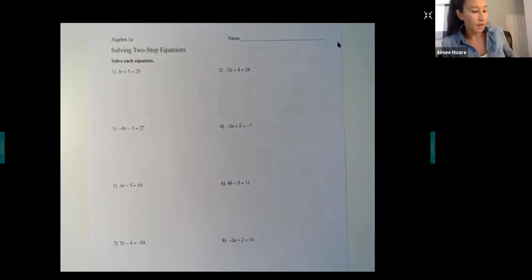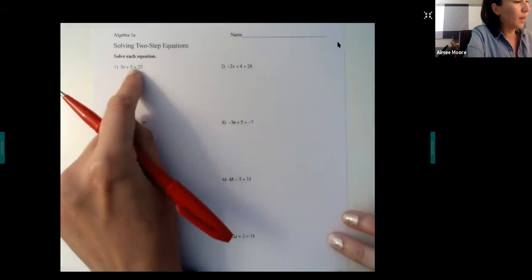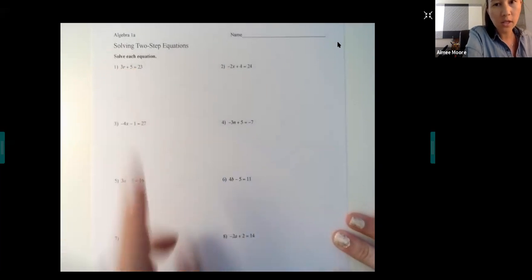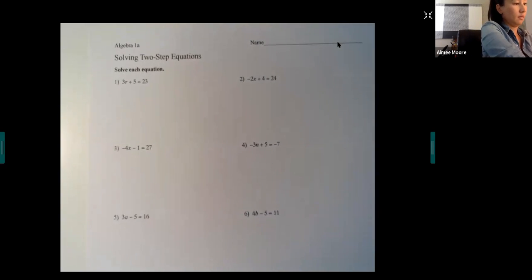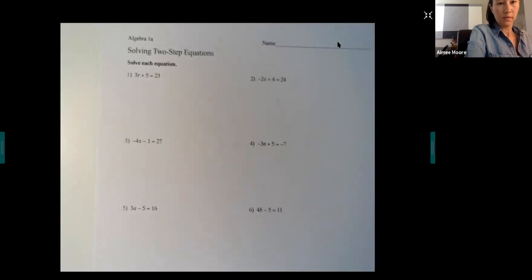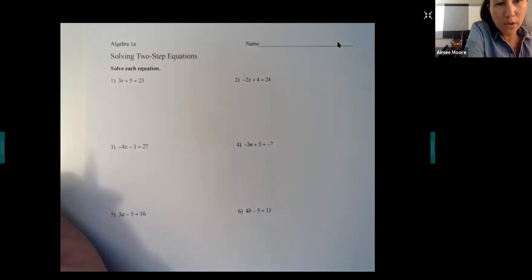Okay, so let's go ahead and look at the assignment in your workbook, solving two-step equations. So again, our goal is to get the variable all by itself. So we have to get rid of everything else around that variable. Zoom in a little better. Okay, so 3r plus 5 equals 23.